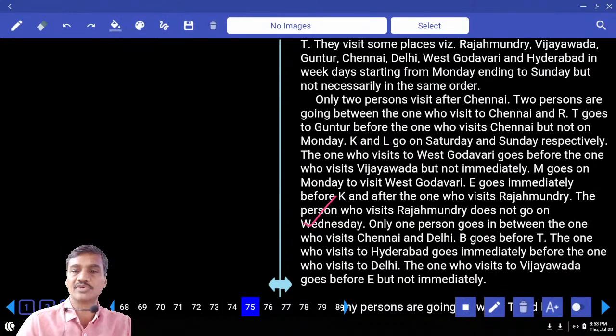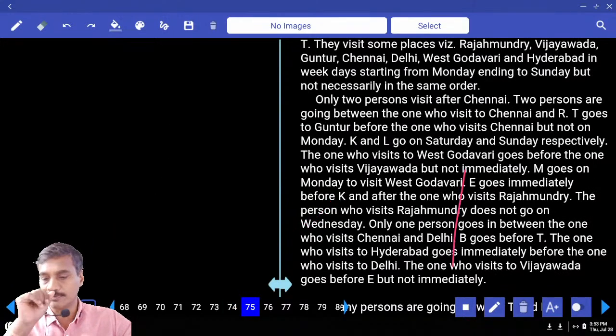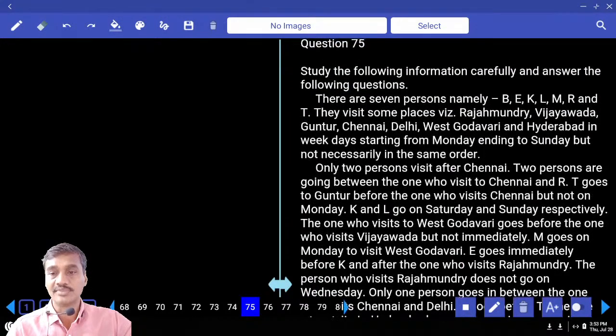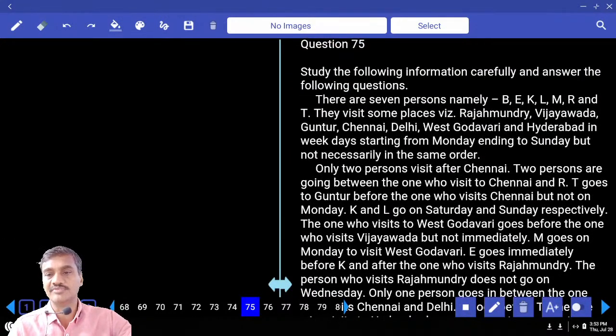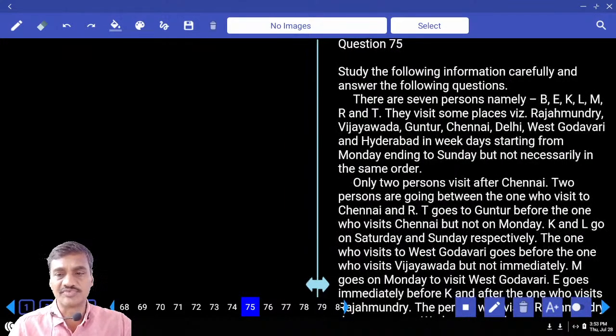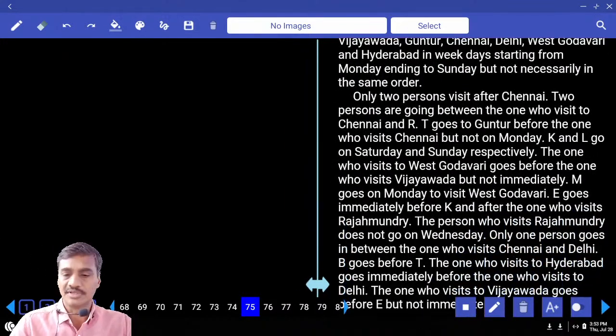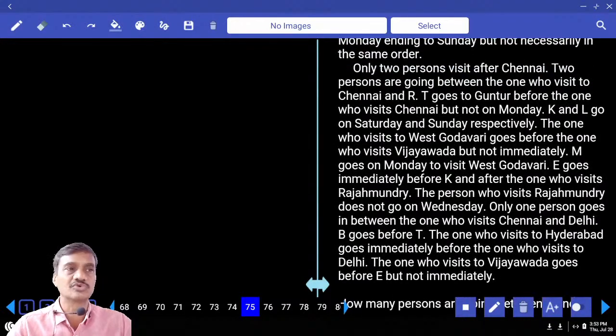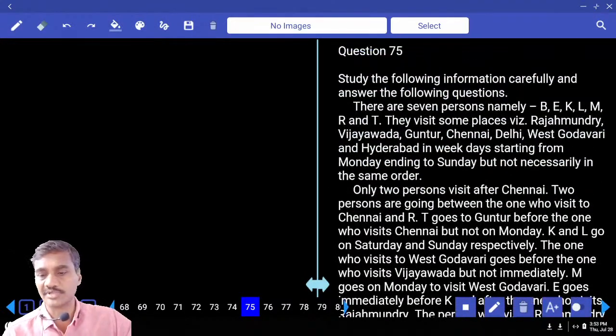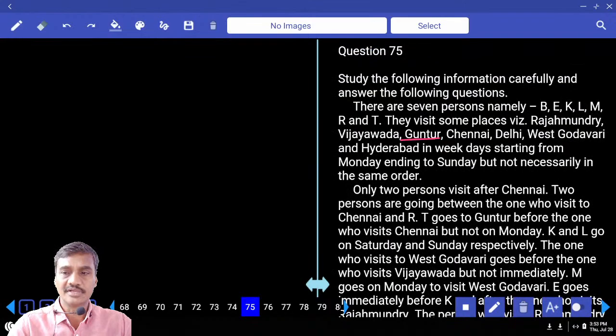Then 75 onwards. Now in this one, what is the question we have? There are 7 persons and they visit some different places on 7 different days. అవునా కదా? Now here, ఇక్కడ మనకి ఇన్ఫర్మేషన్ చూడండి కొద్దిగా ఎక్కువగా ఉంది. At the same time, days and places and the persons.